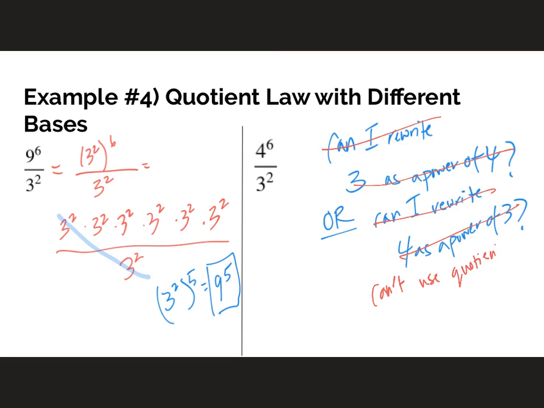And the reason being, because I can't rewrite my base in my numerator as the same base in my denominator, right? So at the end of the day, you do need equivalent bases. You do need the same base in order to use the quotient law. That being said, sometimes you might see relationships between the bases in your numerator and the bases in your denominator that might be able to help you out in getting that equivalent base.